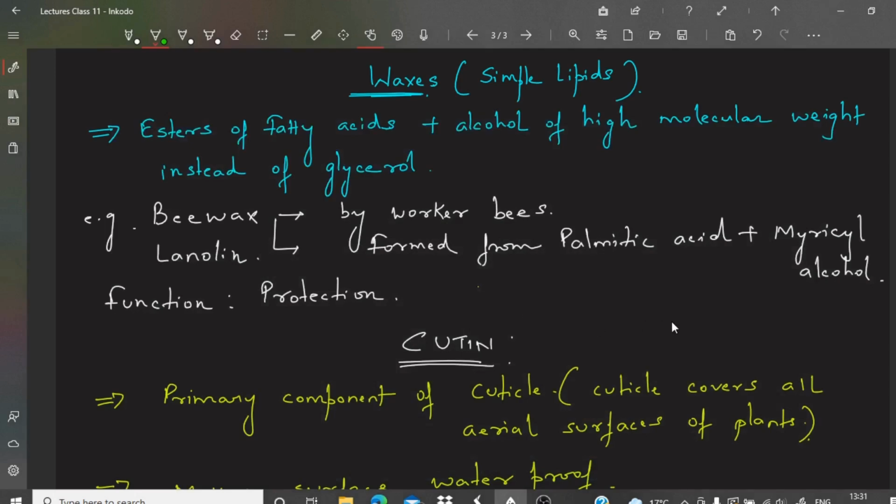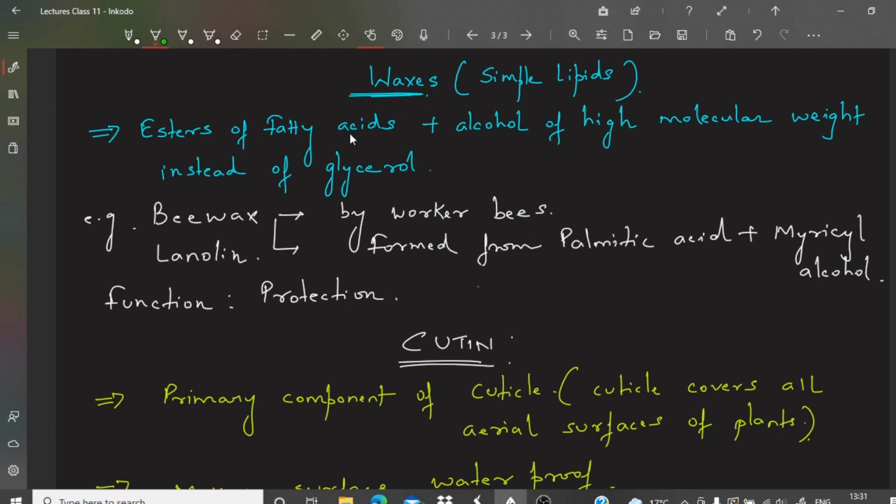Hello friends. So in the previous video we studied simple fats, in which we already covered the neutral fats. Now we will be starting with waxes and cutin, which also come under the simple lipids. Now what are waxes?